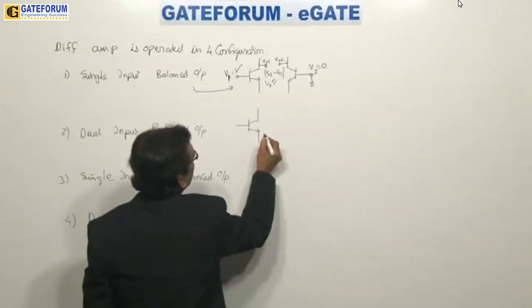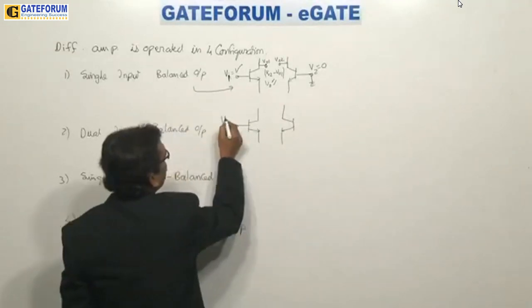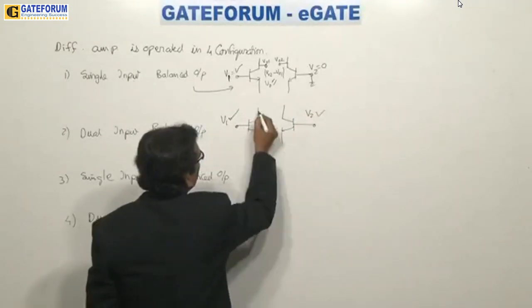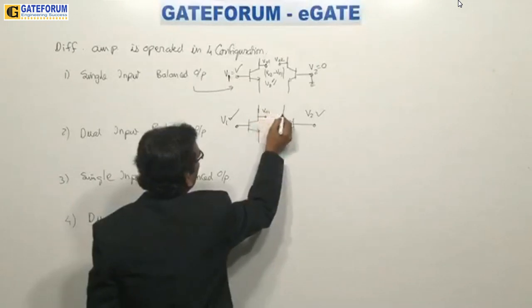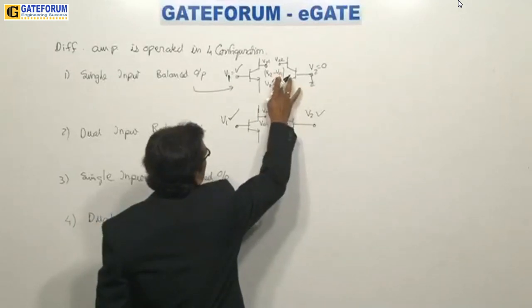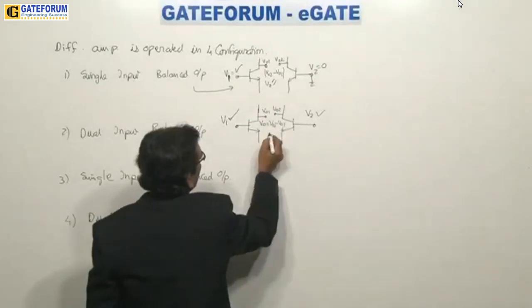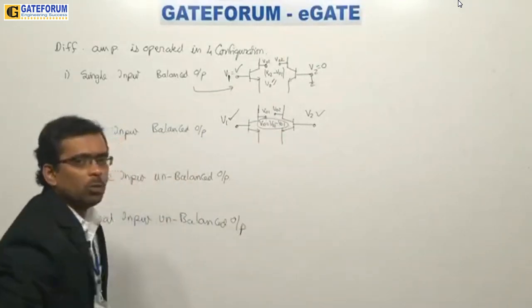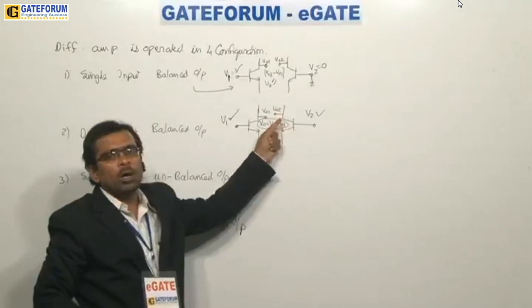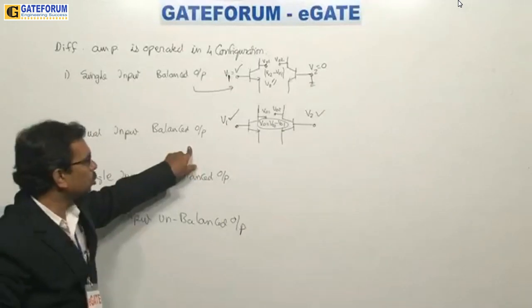Dual input means both inputs are given. Here V1 is there and V2 is also there, and I take the output V01, V02. So V output is equal to V02 minus V01. Because of the inputs you get outputs, and the difference of these two is the output. So this is called dual input, balanced output between these two.